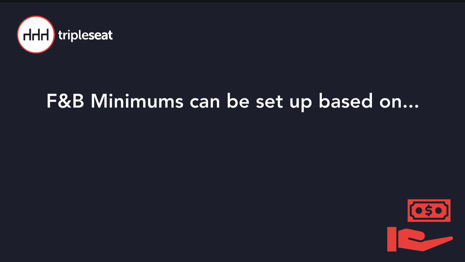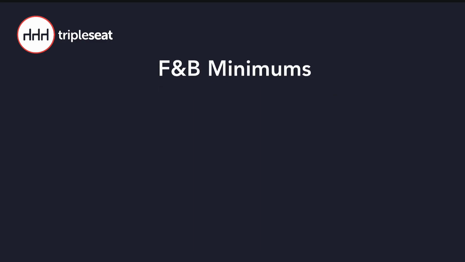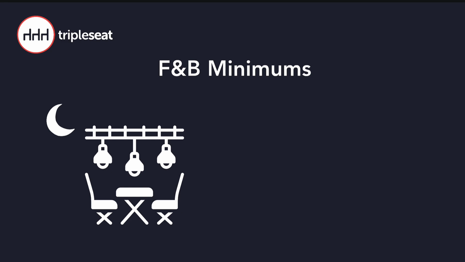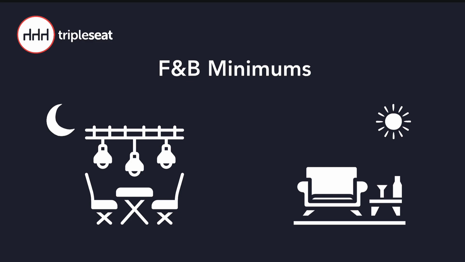F&B minimums are customizable dynamic amounts that can be set up based on location, event style, room, time, and day of the week. This pricing customization recognizes that a minimum for a Friday night on the patio will significantly differ from a Monday afternoon in the dining room. Creating F&B minimums within Tripleseat will eliminate the need to manually calculate and input a minimum for every event.